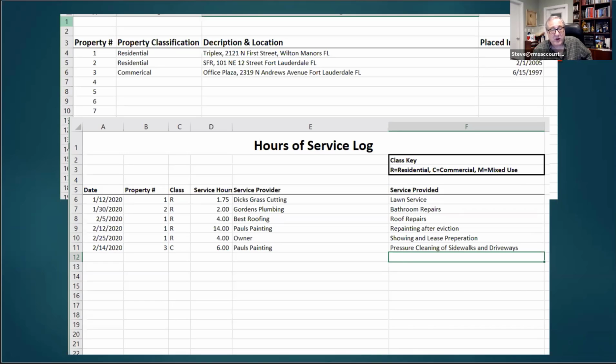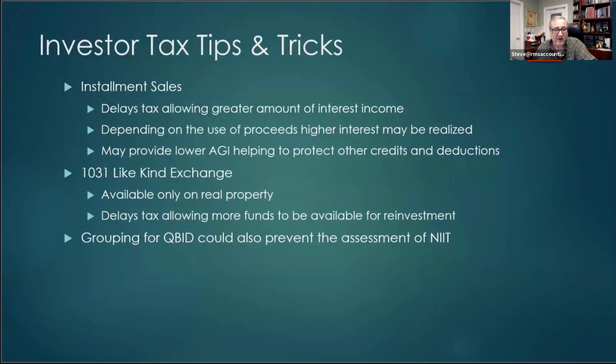If I thought I was going to run short, I could combine into one activity my triplex with my single family home, and then I'd have to hit those 250 hours for the 2 combined. Just really important to have these records. They are required for the safe harbor, and we want you to know about them.